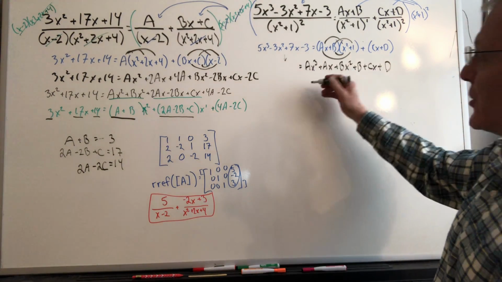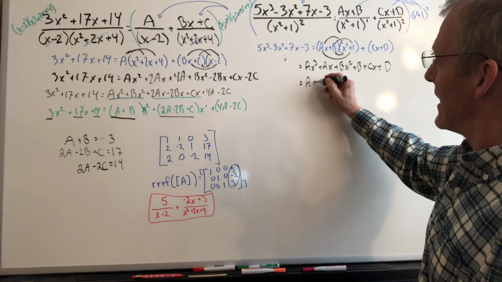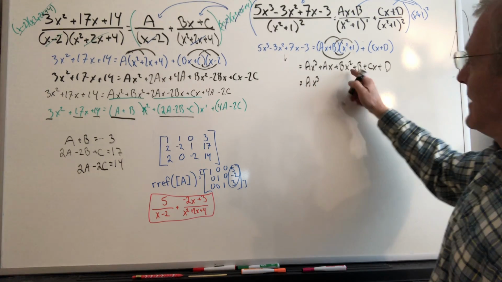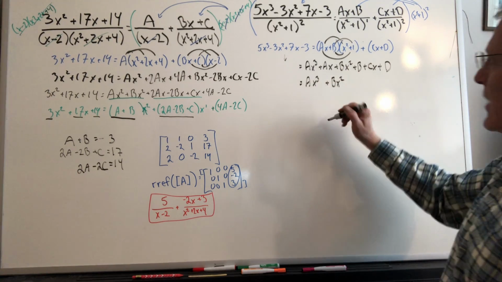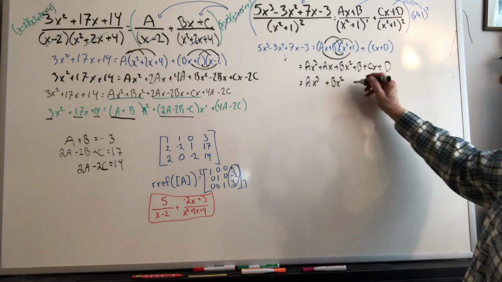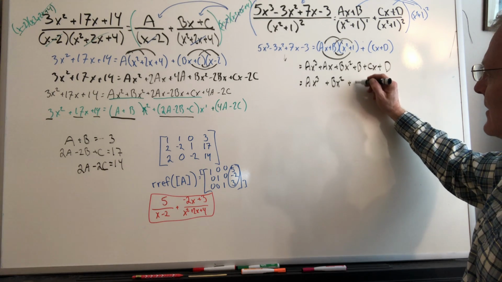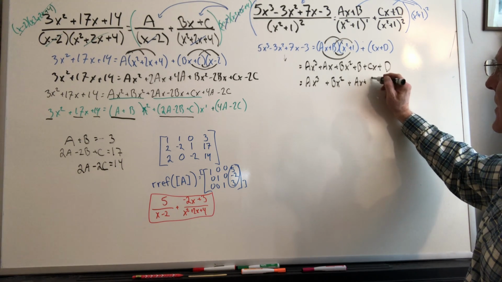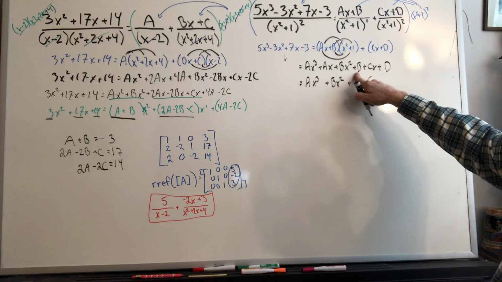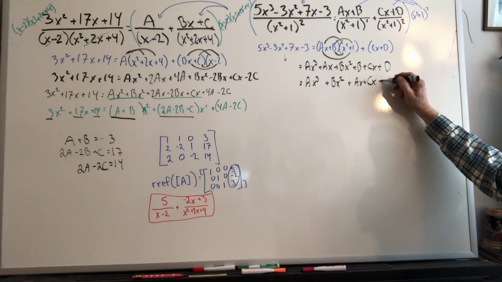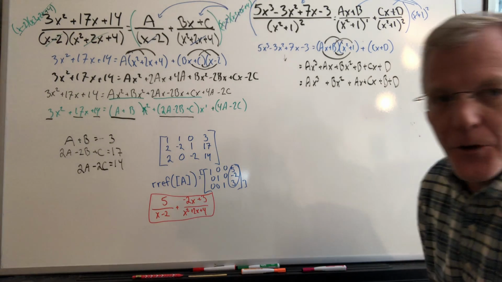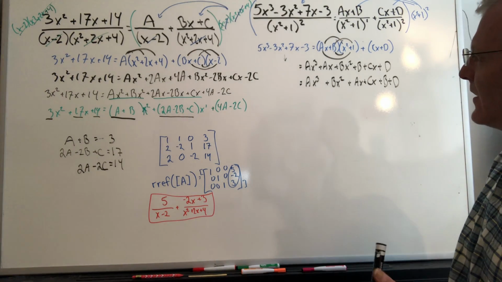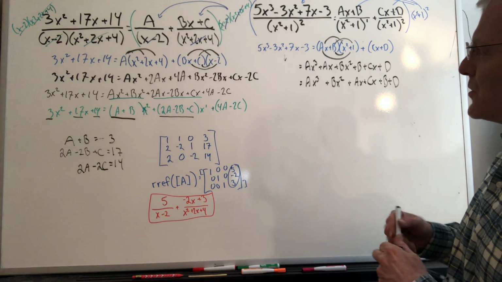So there's only one cube, right? So ax cubed. There's only one square, plus bx squared. Now there are two x's, so let's put plus ax plus cx, and there are two constants, plus b plus d. Like so. Now, this all still equals this.